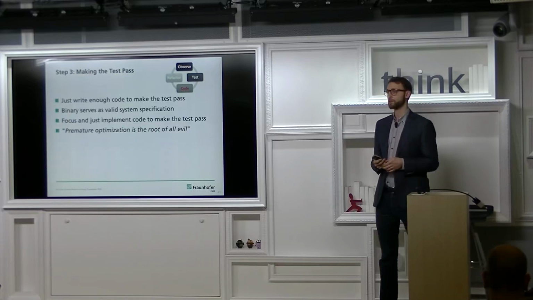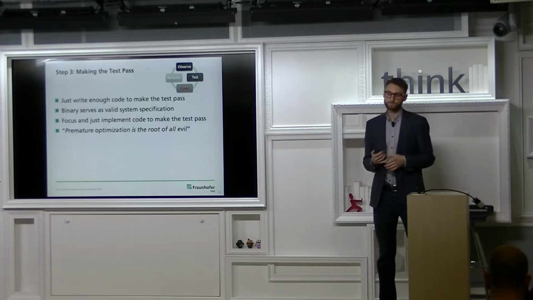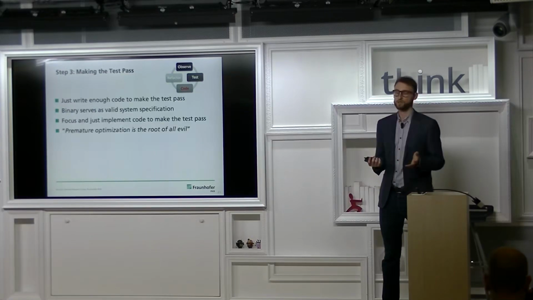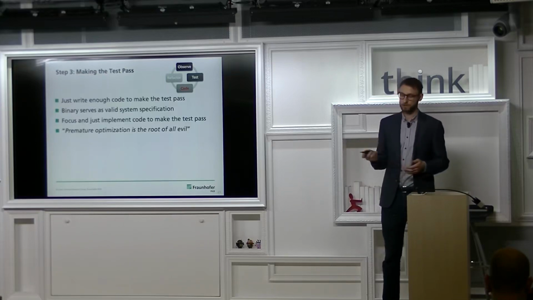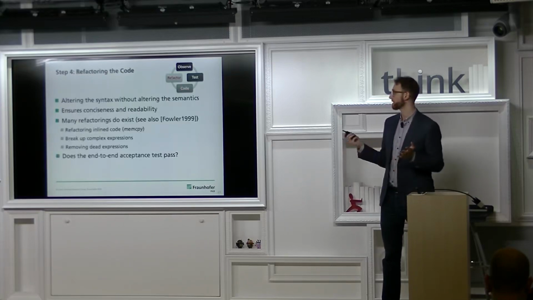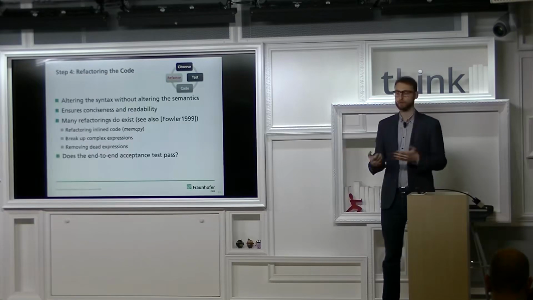And again, we have to look at the binary. This is the valid system specification that we have to re-implement. Here we shouldn't care about optimization, because at this stage we should just get it right first and make the test pass, and then we can optimize it later. Namely in the fourth step, where we refactor our code in order to make it more concise and more readable.